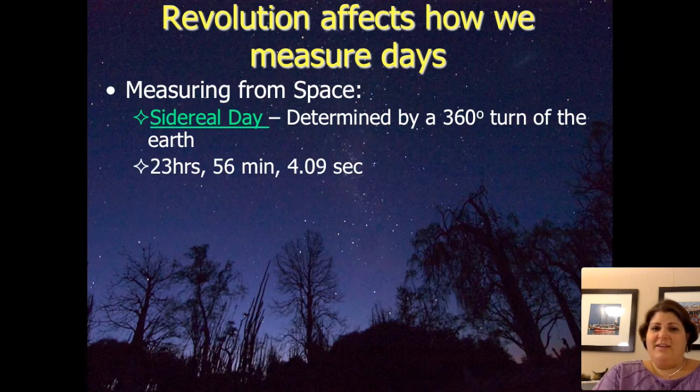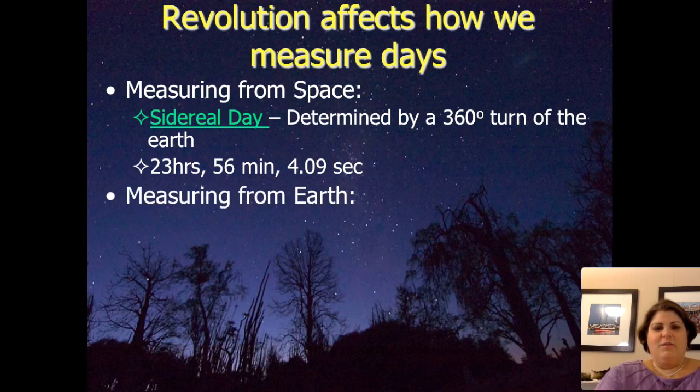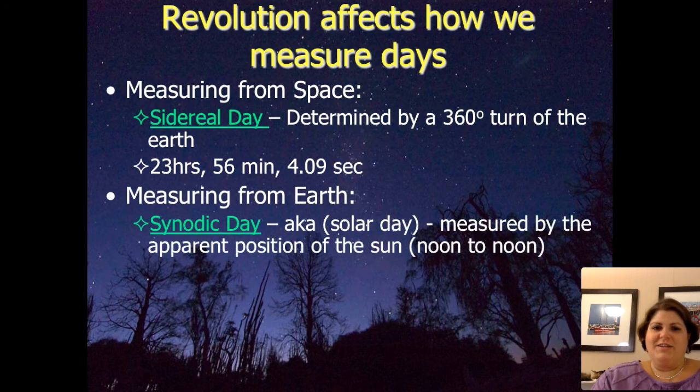That actually doesn't take 24 hours. It takes 23 hours, 56 minutes, and about 4 seconds. However, on Earth, when we measure a day, we're not looking at it from above, we're looking at it by where the sun is. And in that one day, the direction of the sun changes because the Earth is revolving around the sun. And so when we measure from the Earth, we have to take the revolution into account. We call this the synodic day, or in other words, the solar day.